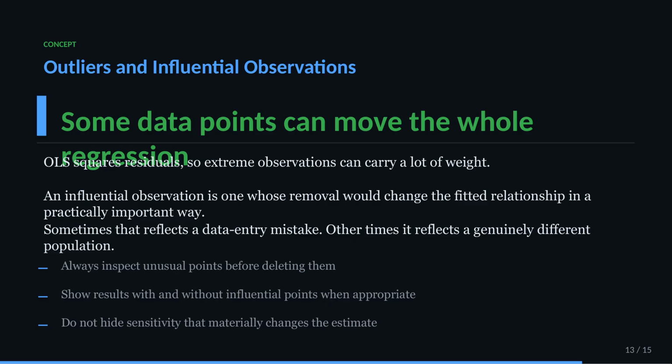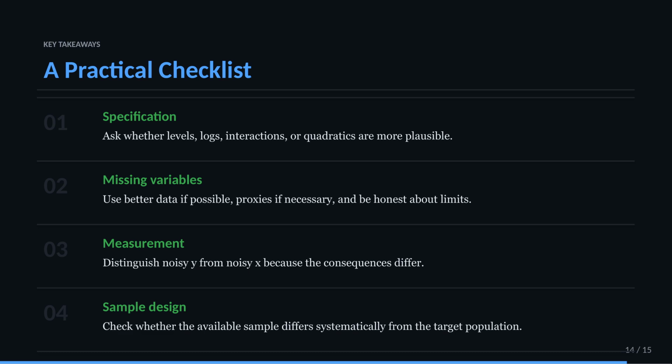So the real lesson from this episode is that empirical credibility lives upstream from the regression output. You need to think about functional form, missing regressors, noisy measurement, missing observations, sample selection, and influential points before you get too attached to a coefficient table. Econometrics is not just about running the cleanest formula. It is about making sure the formula is being asked to solve the right problem on the right data.